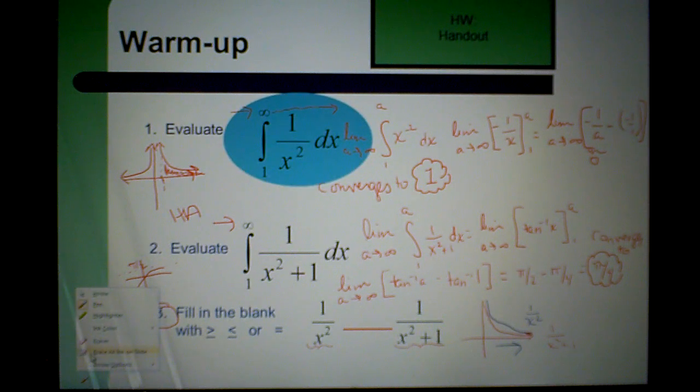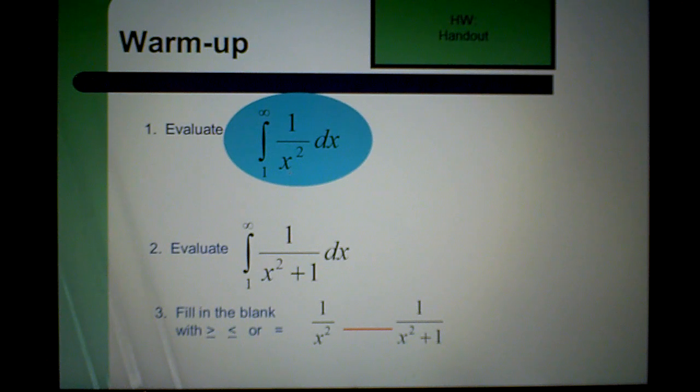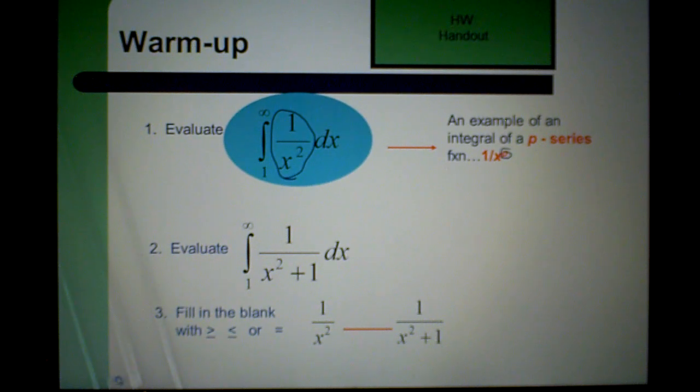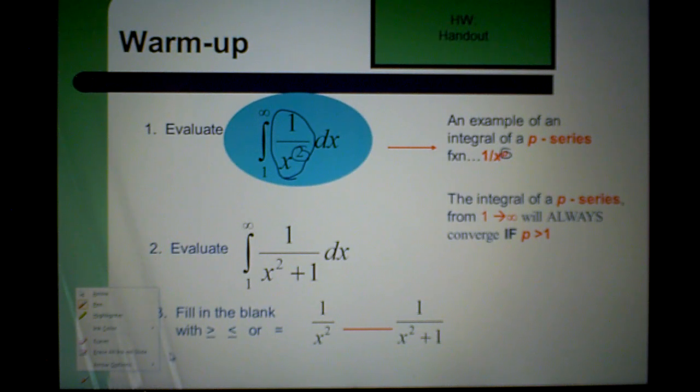So let me refresh your memory about some things from pre-cal. The integrand here is an example of what we call a p-series function, 1 over x to the p, with an exponent here. P-series you investigated as you went off to infinity and hopefully figured out that as long as this exponent is greater than 1, 1 over x to the p, that p-series will converge. However, if your exponent is 1 or smaller, the p-series will diverge, and that's going to be, say, for the integral of the p-series.